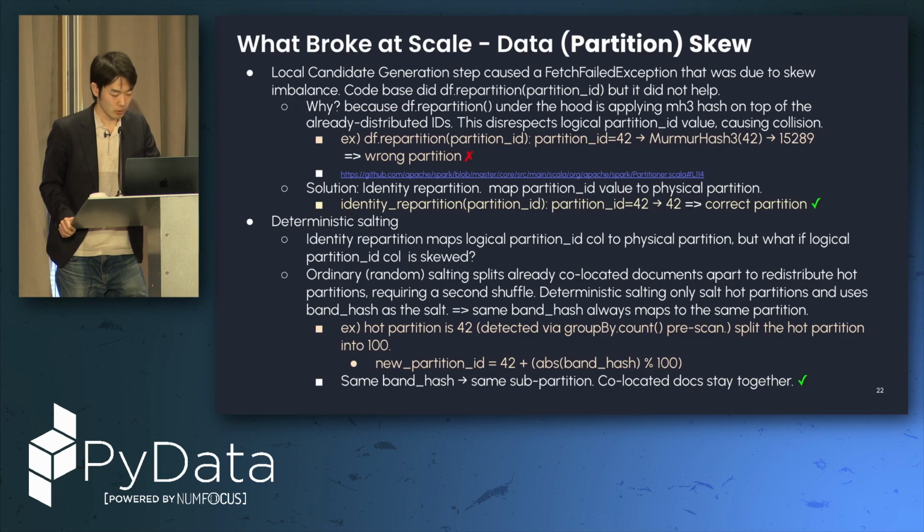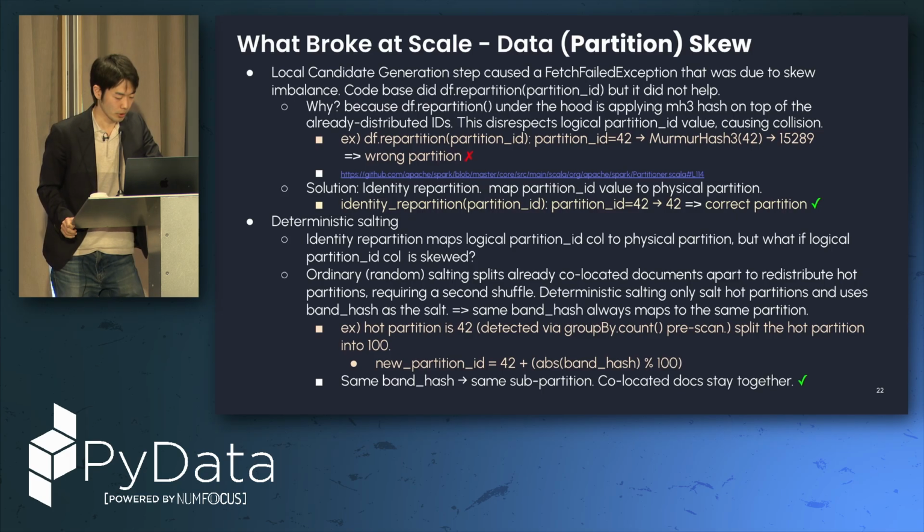Deterministic sorting, on the other hand, only sorts the hot partition and uses the bound hash as the sort key. This means that if the bound hash is the same, documents that are likely to be similar will stay together even after deterministic sorting. On the other hand, if you use ordinary random sorting, these documents that are likely to be similar are going to be apart again.